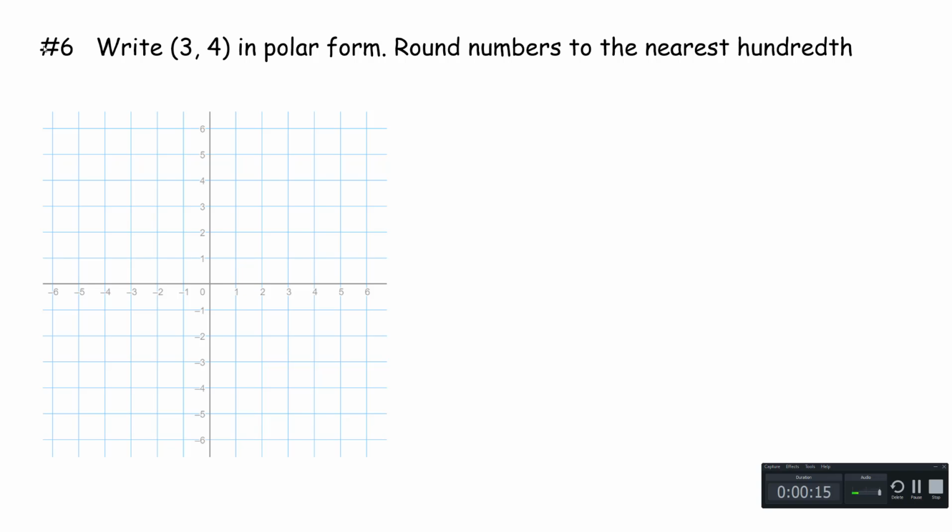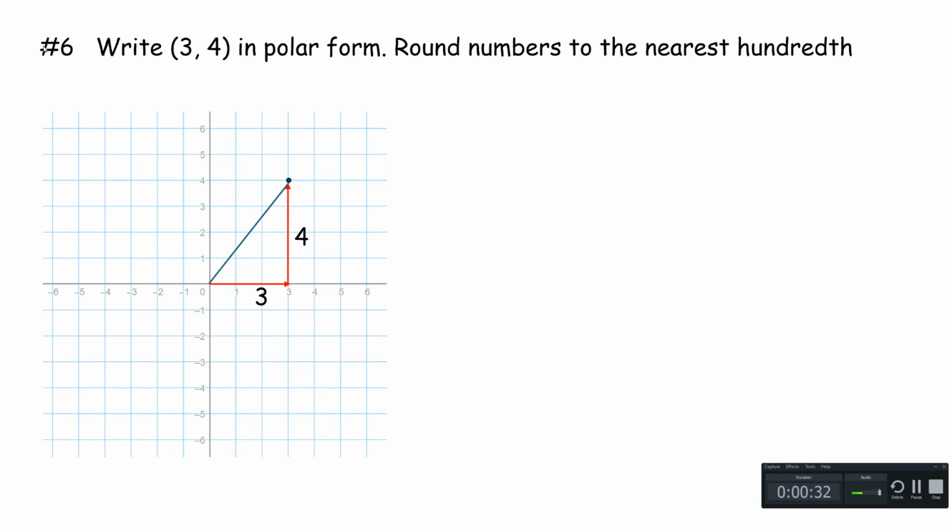Okay, this is number 6. Write 3, 4 in polar form, round numbers to the nearest hundredths. So we are going to first of all graph this point 3, 4. That's 3 to the right and 4 up, and there's the point.